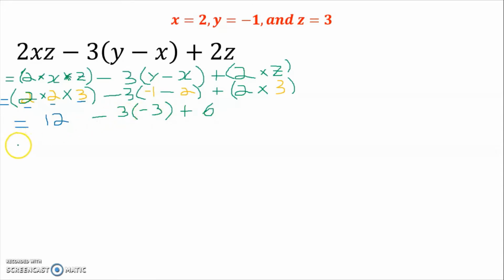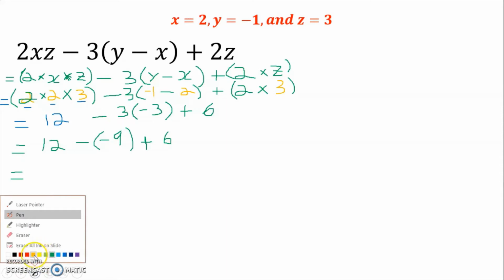Good. So this is equal to, we bring down the 12. Subtract, 3 times negative 3 is negative 9. Good. And I'll put that in bracket again for ease of calculation. Negative 9 plus 6. Let's continue to simplify, and let me just get a different color ink here.